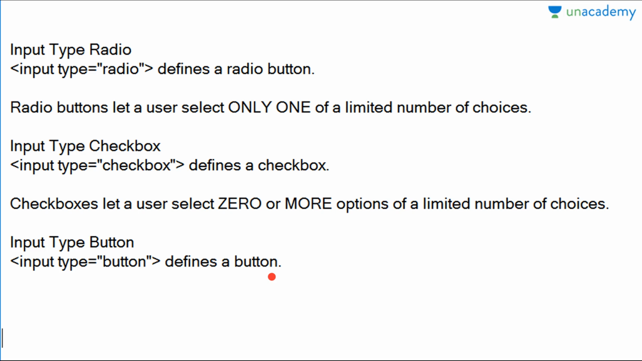So these were the topics that we needed to cover today, and let's take a summary of the topics that we studied. First we saw how a form is created and input type is given to it. Input type equals text is written, input type equals password is written, input type equals submit is written, input type equals reset is written, input type equals radio is written, input type equals checkbox is written, input type equals button is written.